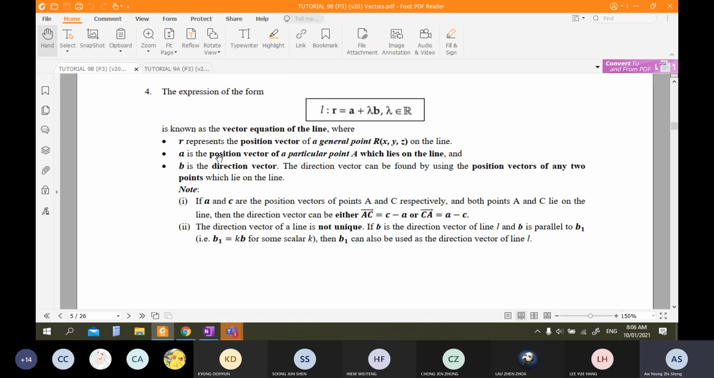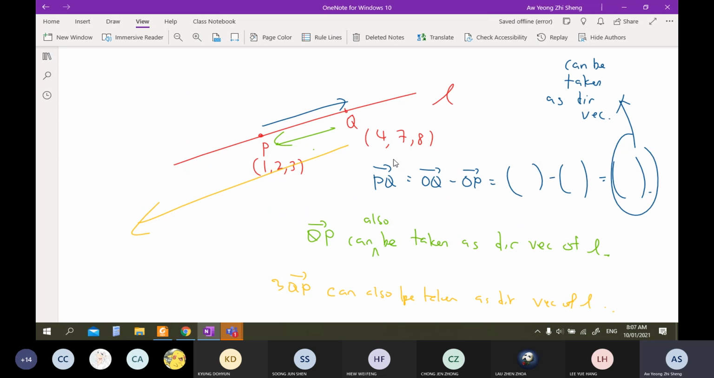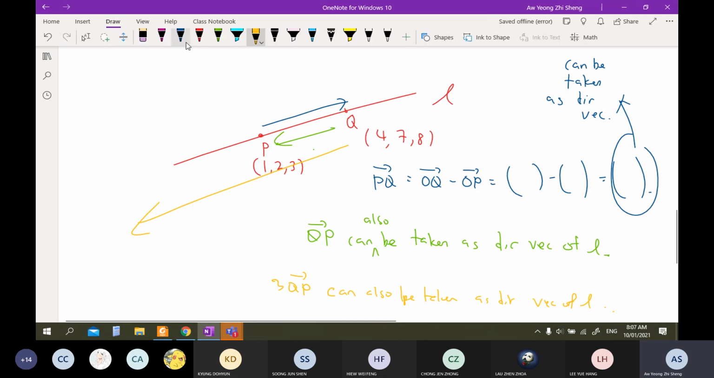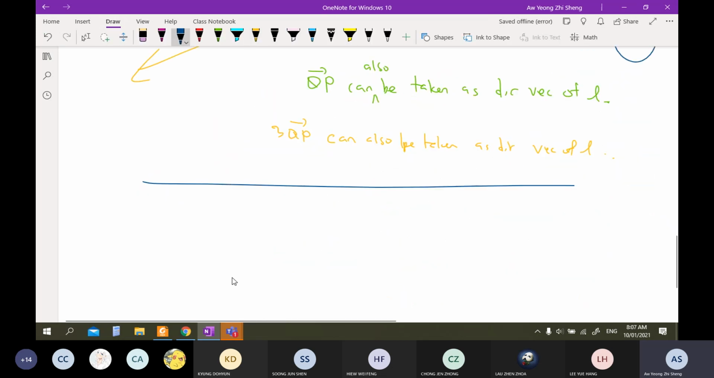Okay, so the note at the bottom here, Roman 1 and 2. Roman 1 says if A and C are the position vectors of points A and C respectively, and both points A and C lie on the line, then the direction vector can either be AC or CA. This is the same idea as what I mentioned just now in this diagram. I'm using P and Q as fixed points. Then in your note, they are just giving you A and C as the 2 fixed points. Then of course you can use AC or CA as the direction vector.